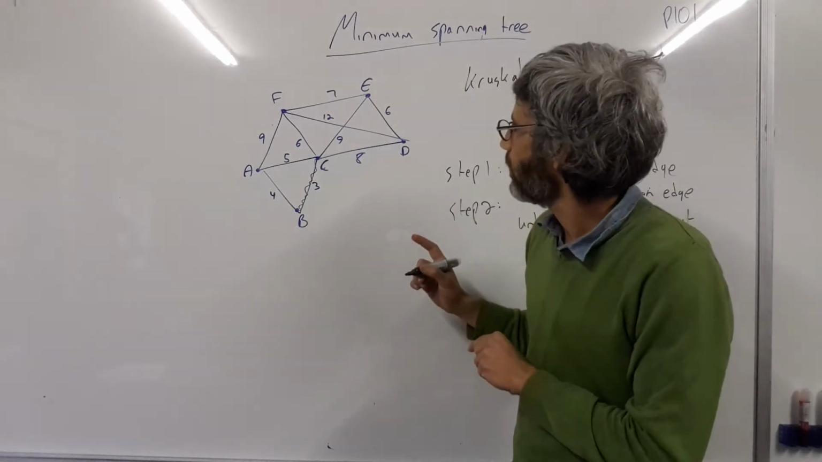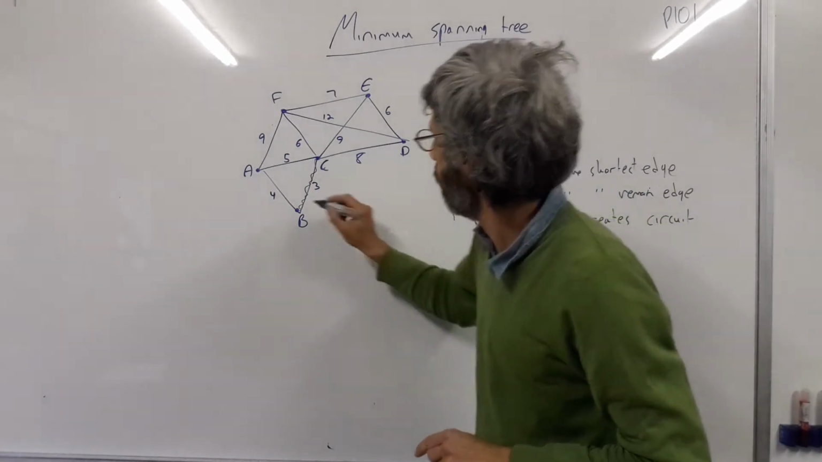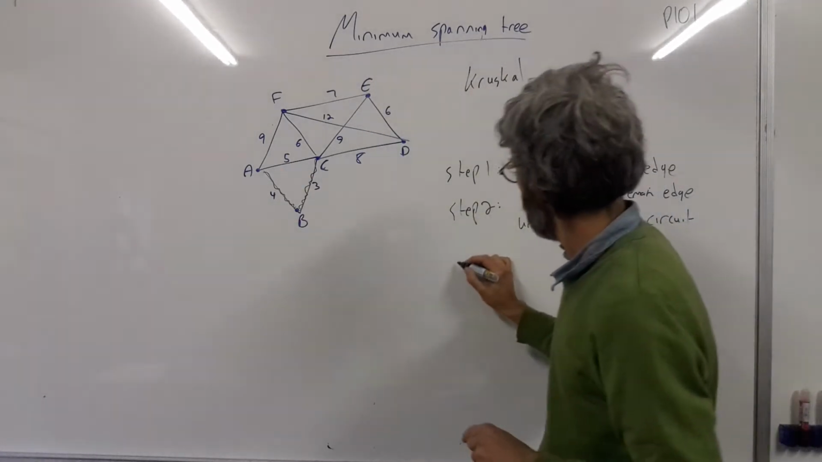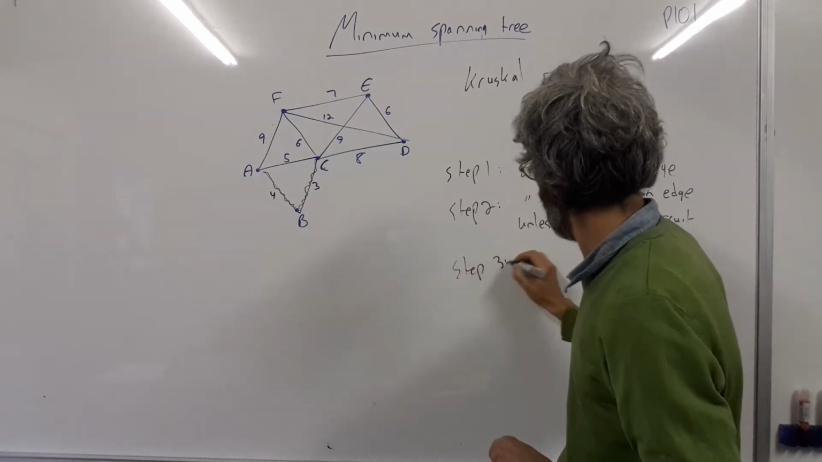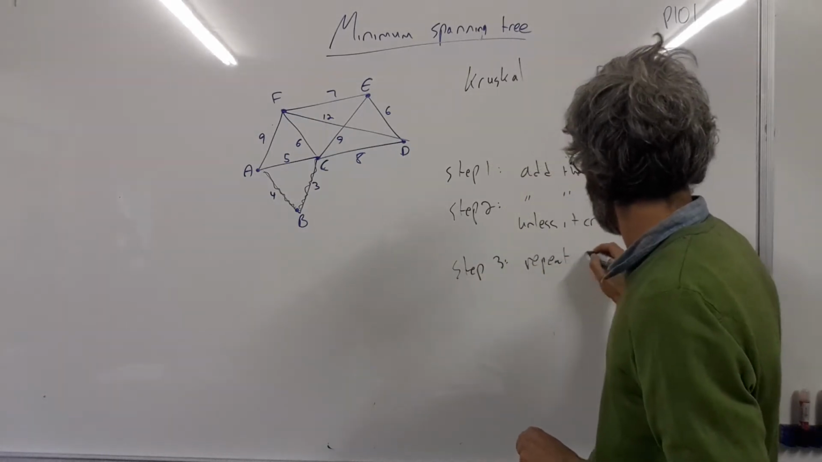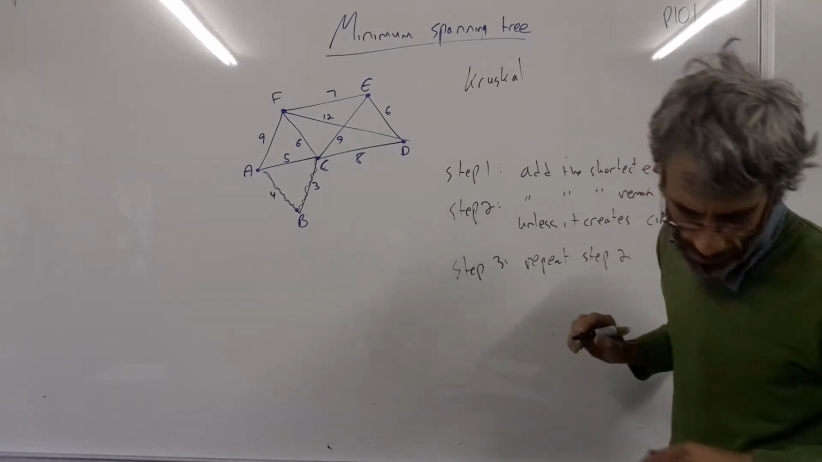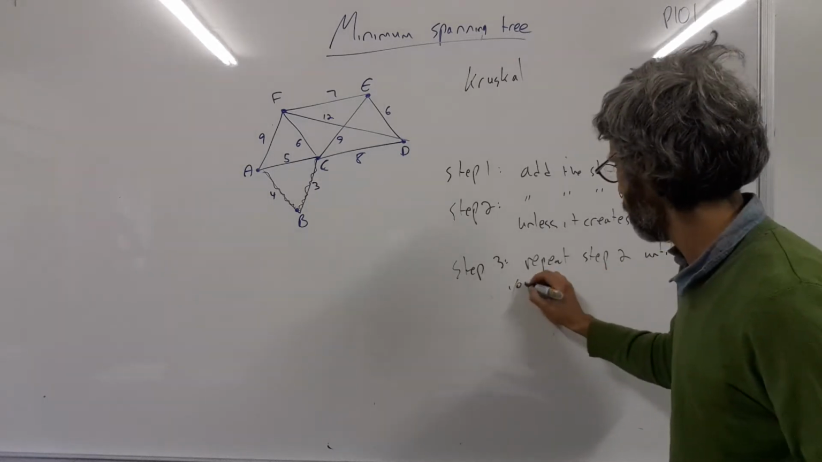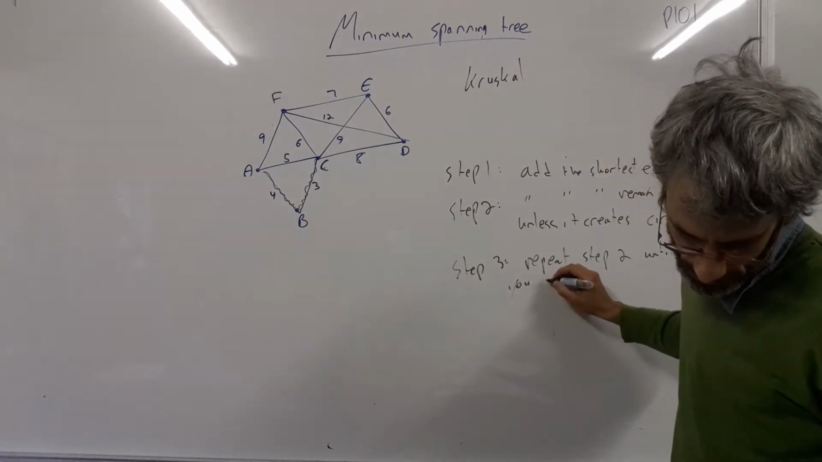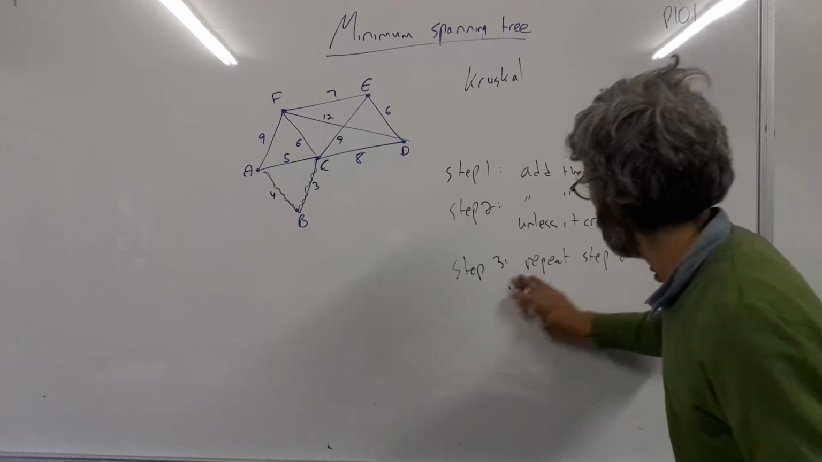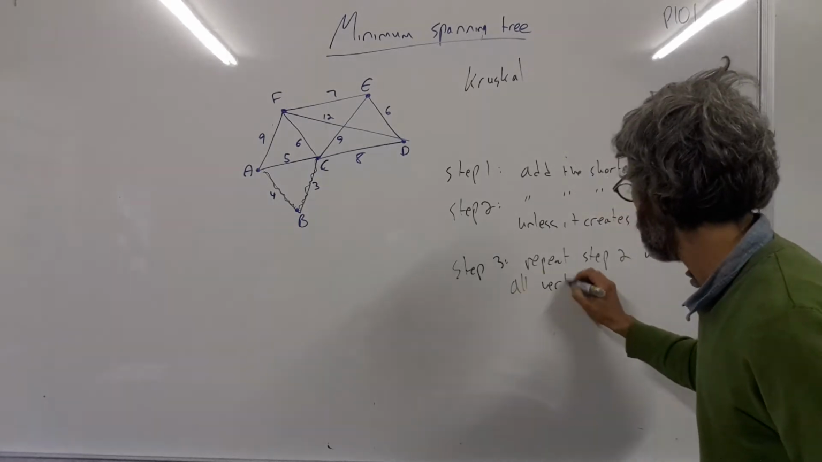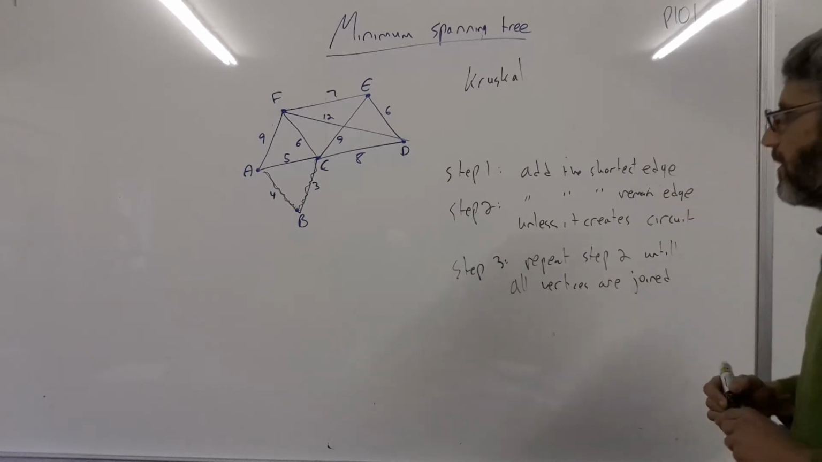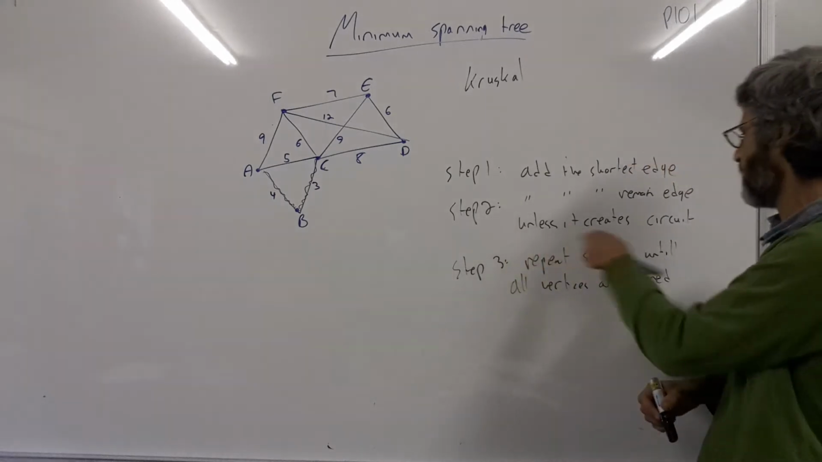Okay, so which one is the next one? 4. Okay, and then step 3, repeat step 2 until all vertices are joined, and we're going to add something to it in a minute. Okay, so let's just carry on and we'll see what that means in the circuit business.